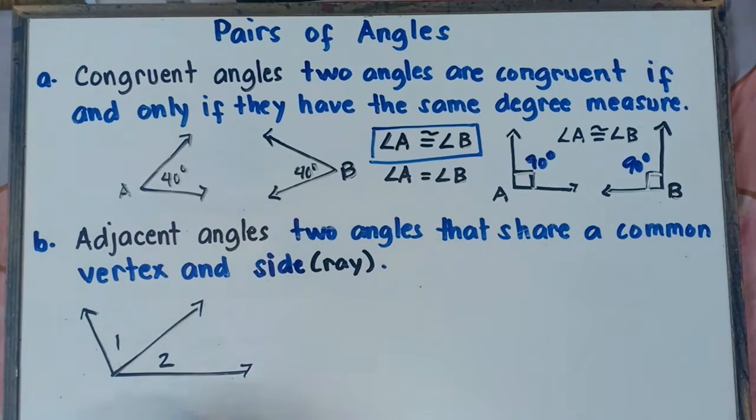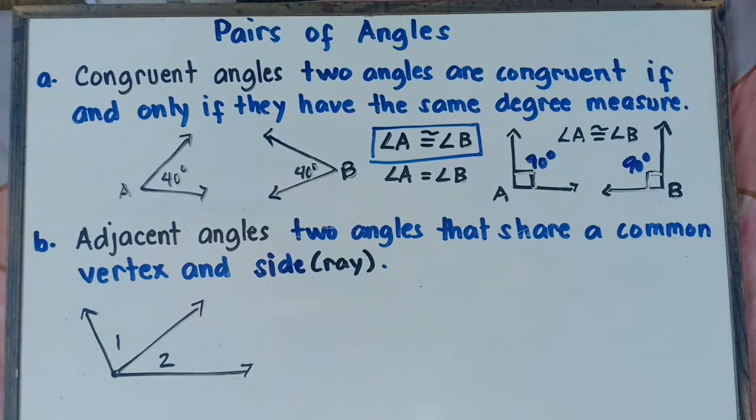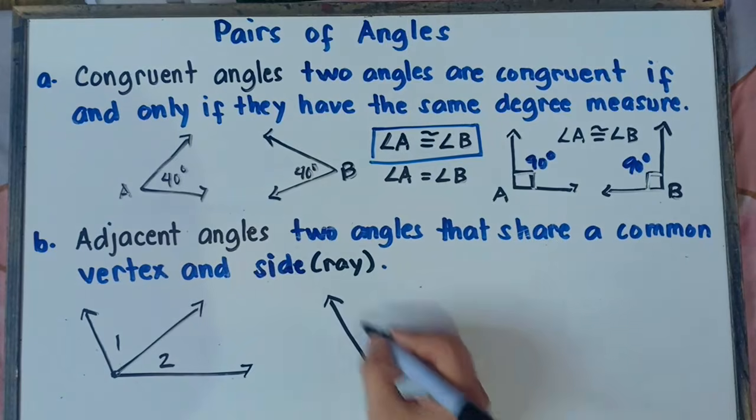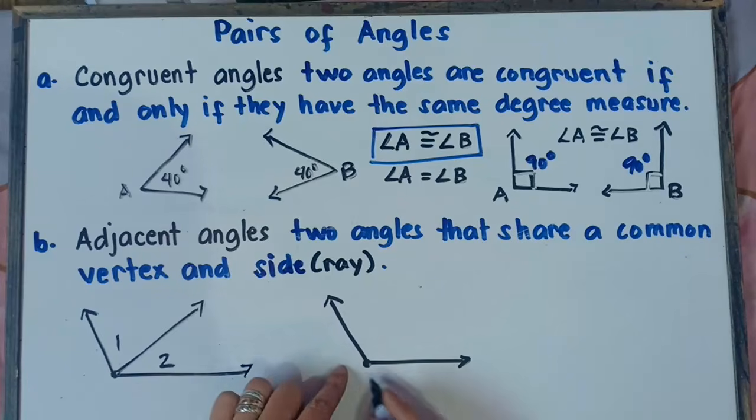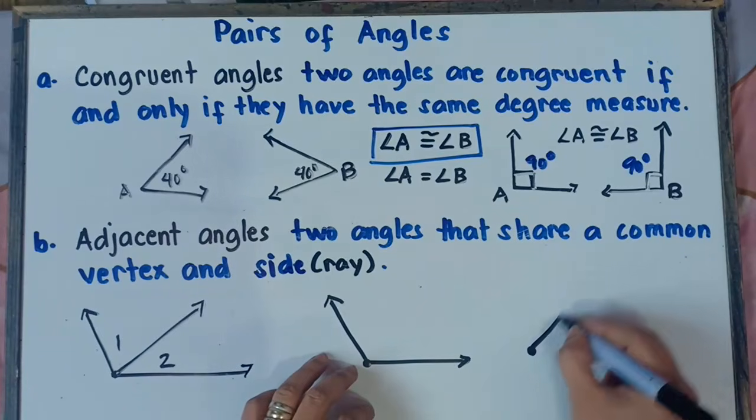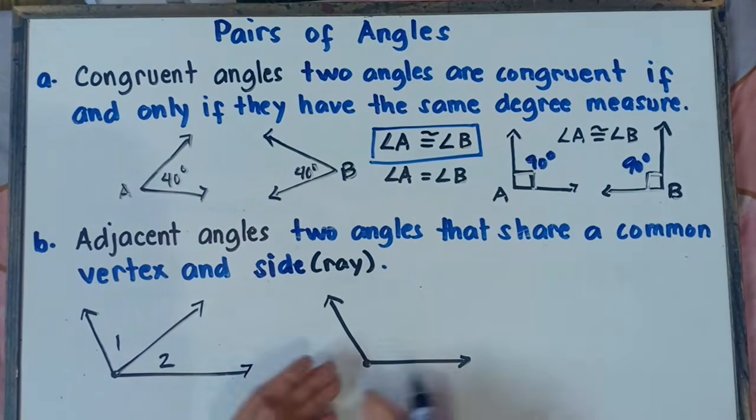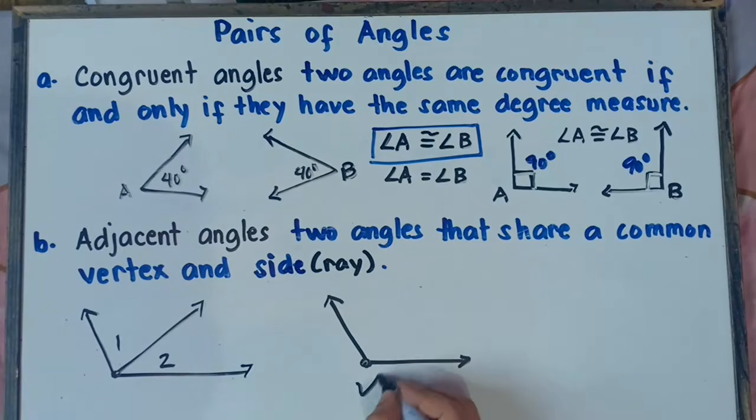Why is that, sir? Because they share a common vertex and they share a common side. Let me explain this. I hope you still remember the vertex. If you have an endpoint and an arrow, we call that a ray. If you have two rays and they meet, this point right here where two rays meet, we call the vertex.